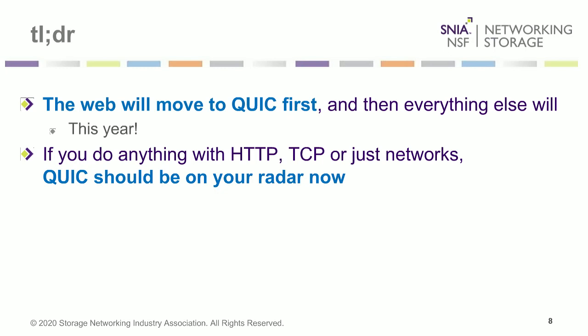Right, so a summary, if you can't stick around for the end of it. My prediction is that the web will move to QUIC first, and then everything else will follow, and this will happen this year, or at least it will begin to happen this year. We're currently looking at shipping the RFC standards early fall. We know that Facebook has enabled IETF QUIC on Facebook.com. Google has just said that they've enabled IETF QUIC on YouTube.com. And a bunch of the CDNs like Cloudflare also have IETF QUIC enabled already. And as the browsers ship support for QUIC by default, we're going to rapidly see the traffic go up. So if you do anything with HTTP or TCP or just networks, then you should really have QUIC on your radar, because you're going to see a bunch of it in a few months' time.